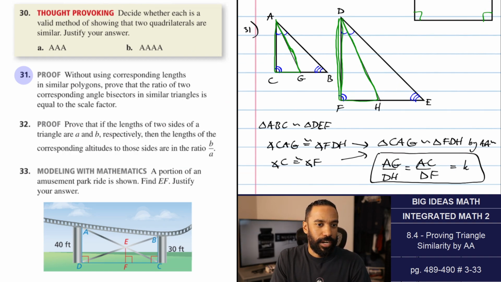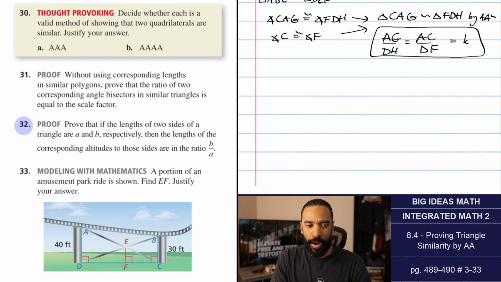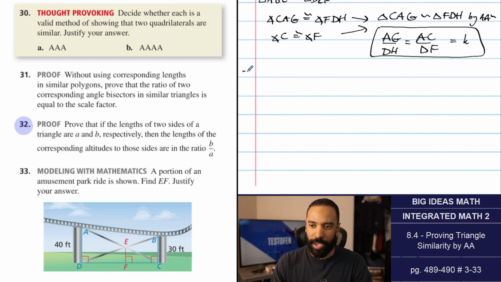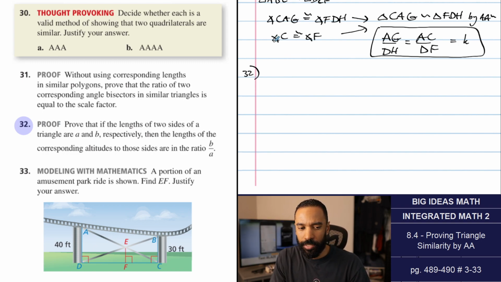All right, let's go to number 32. Prove that if the lengths of two sides of a triangle are A and B respectively, then the lengths of the corresponding altitudes to those sides are in the ratio B to A.